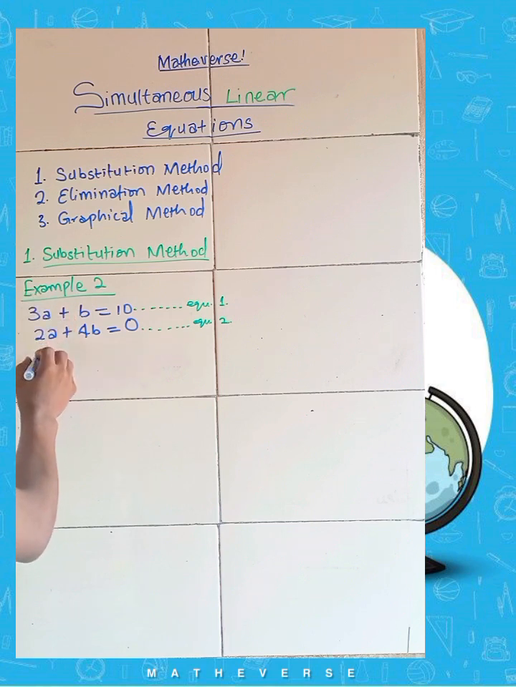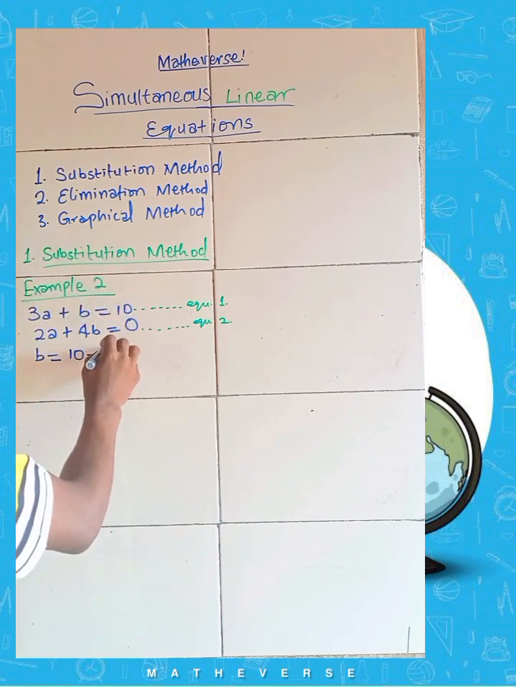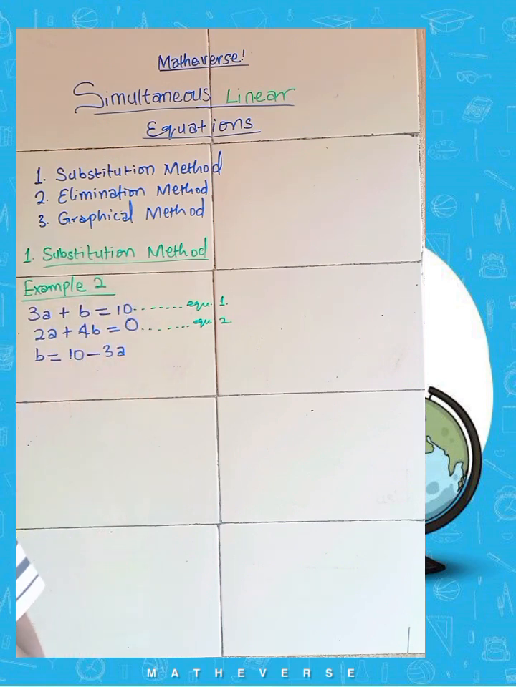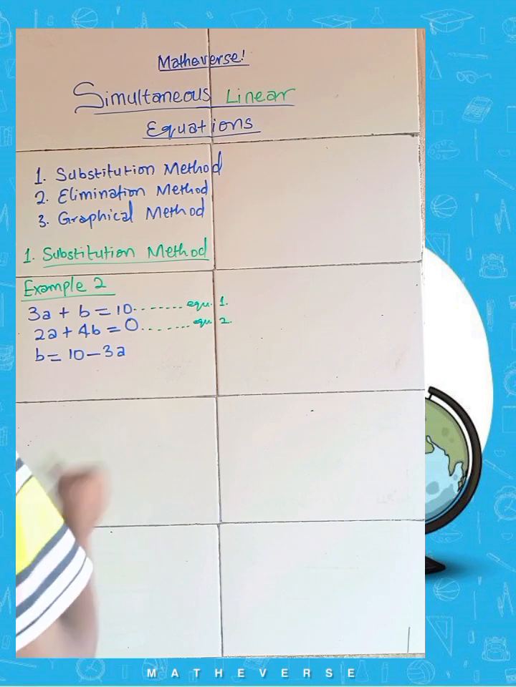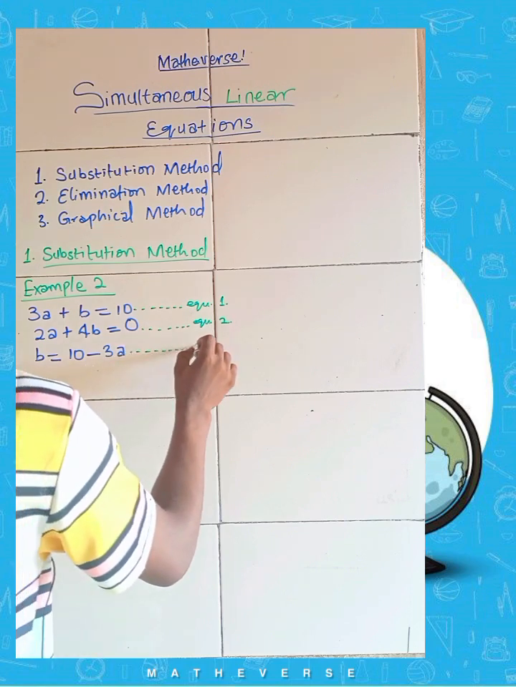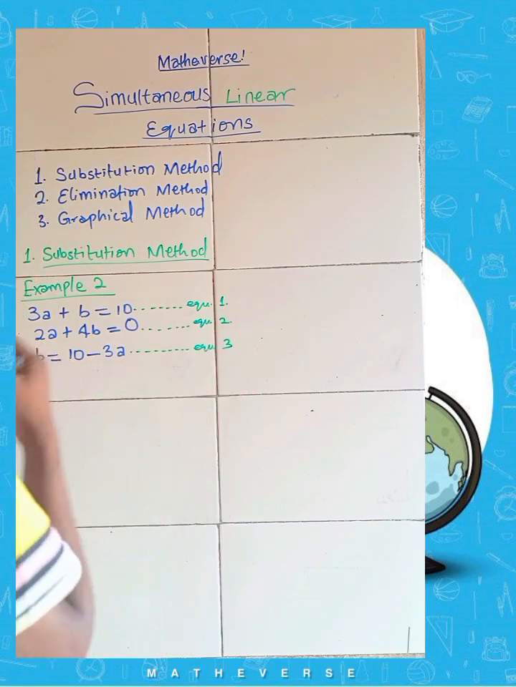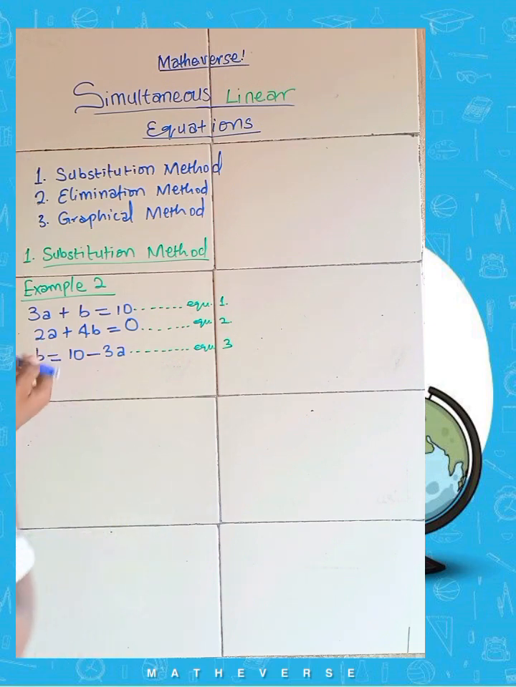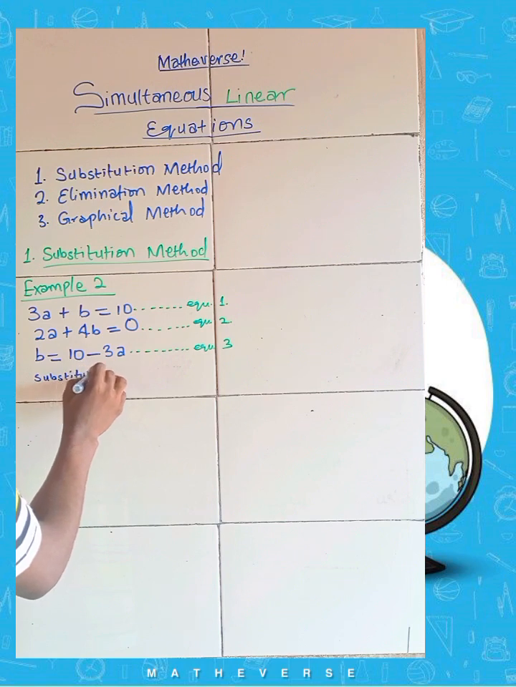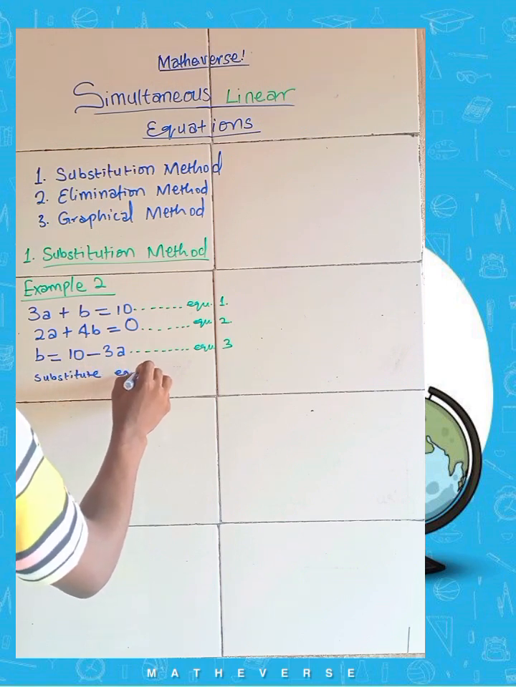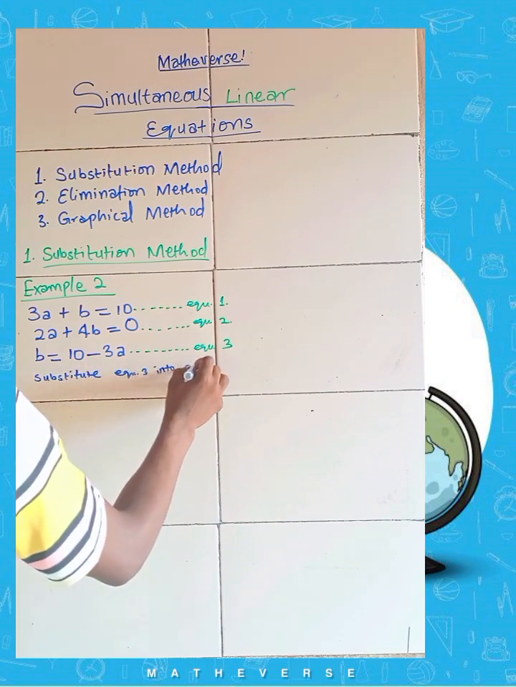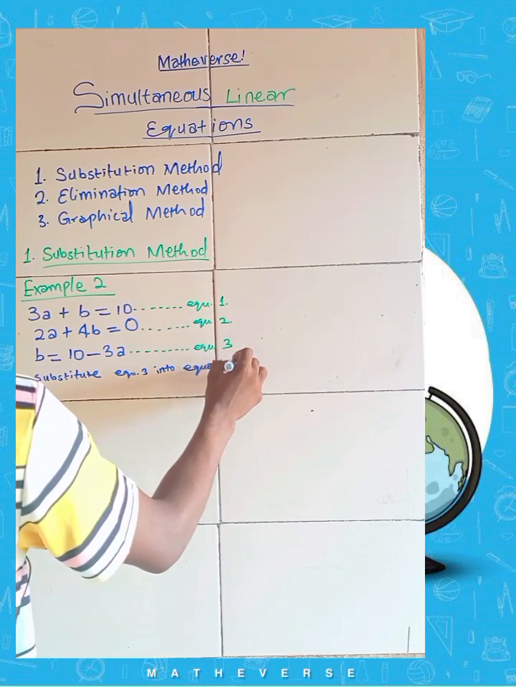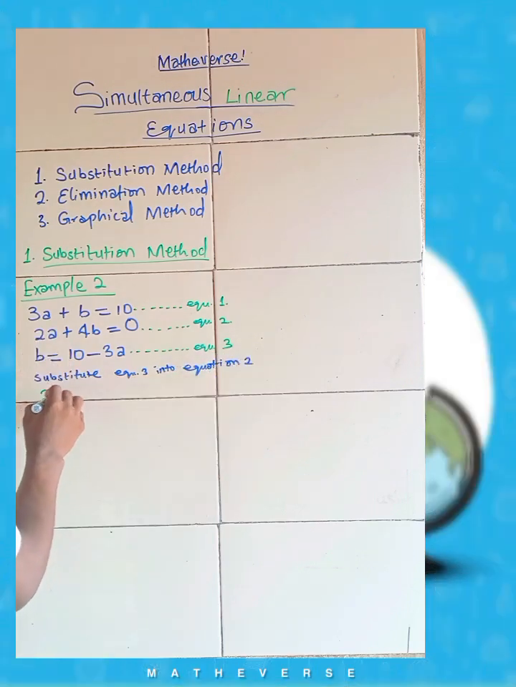So when we rearrange it, it will now be b is equal to 10. This 3a will come here and turn to negative 3a. I told you whenever anything changes, it becomes what? Equation 3. Good job. Now we have to substitute. You can say equation 3 into equation 2.